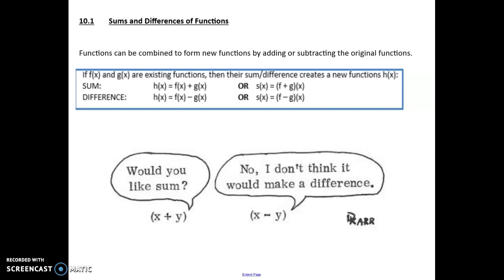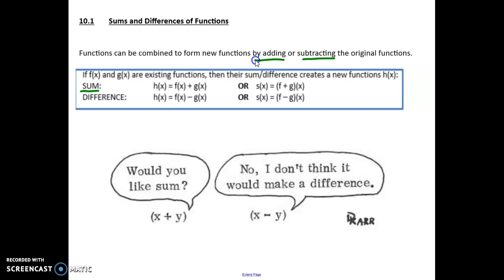Alright, we're on to chapter 10, and today we're starting with 10.1, which is sums and differences of functions. Now, sum and difference means adding and subtracting. So, when you see the sum of a function, that means that h of x equals f of x plus g of x. So when you see these different letters, those are just different names of functions, just to say that this f of x function is a different function than this g of x function.